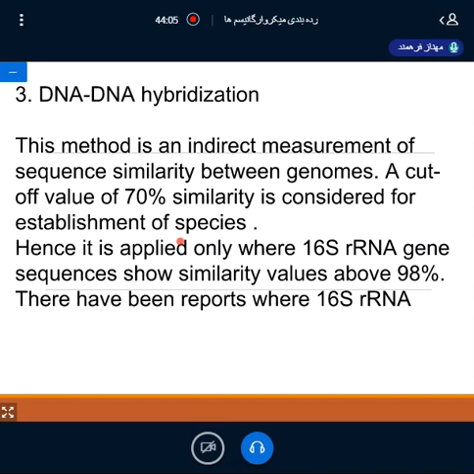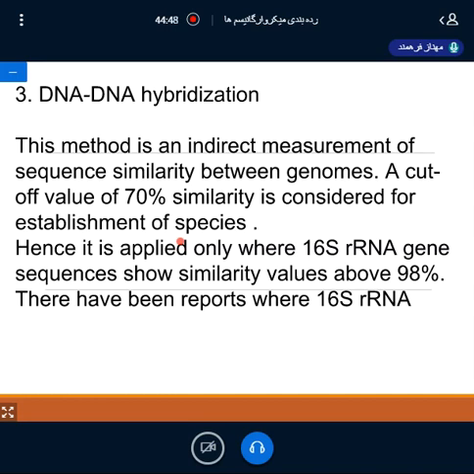So one strand from our interest, Bacillus cereus, the isolate that I have picked up from the environment, and another strand from the known Bacillus cereus. So the unknown bacteria, we guess, must be Bacillus cereus. Then we must do hybridization between these two strands.